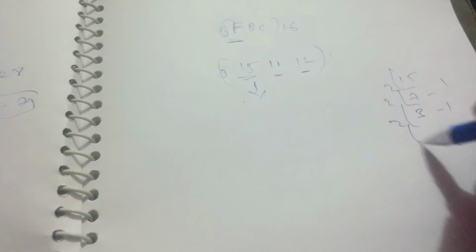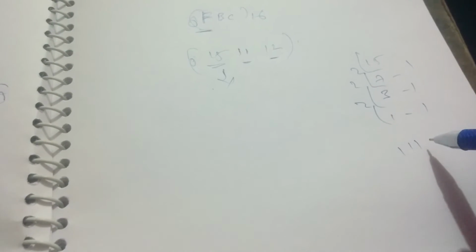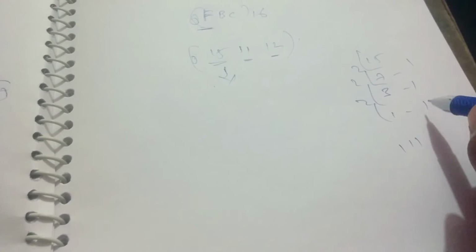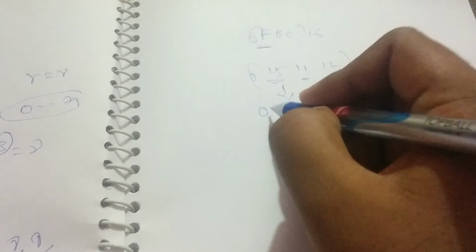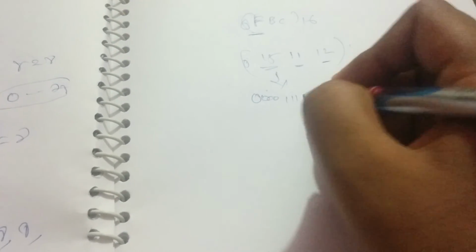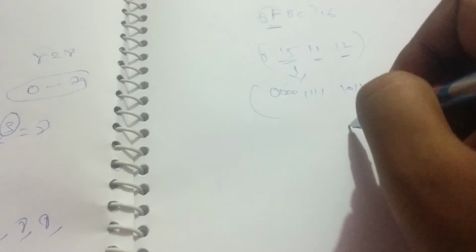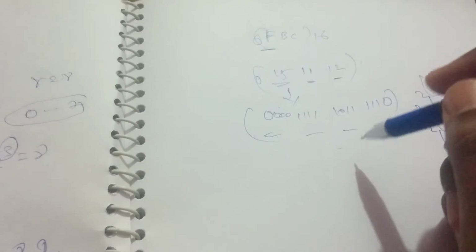I told you this: do the repeated division. So we get 0 0 0 0 1 1 1 1, 1 0 1 1, 1 1 0 0. This is how we convert from hexadecimal to binary.